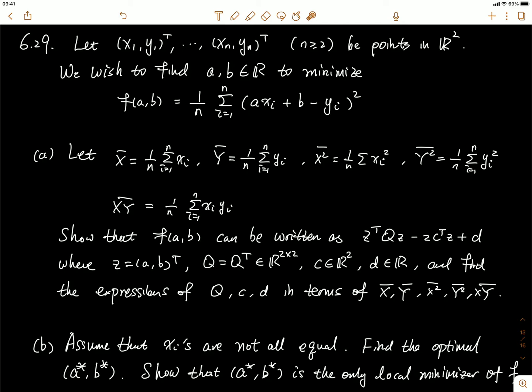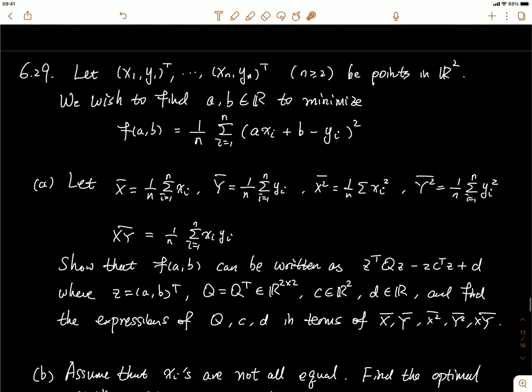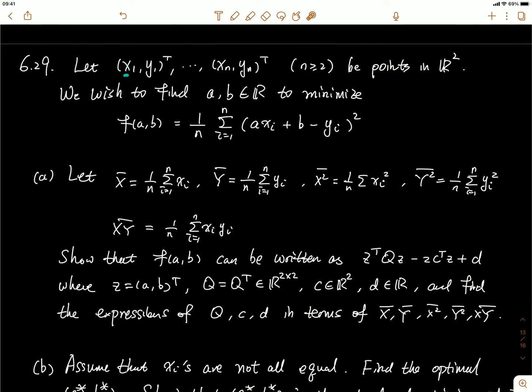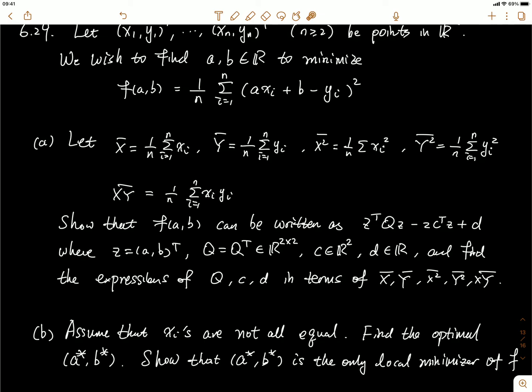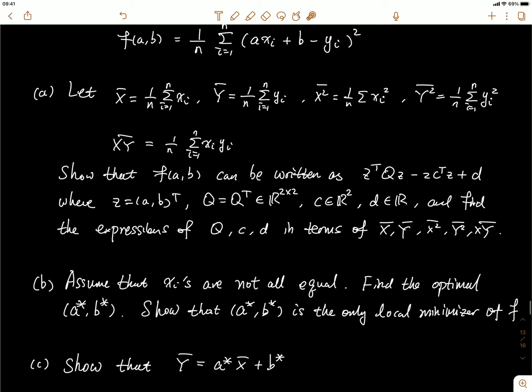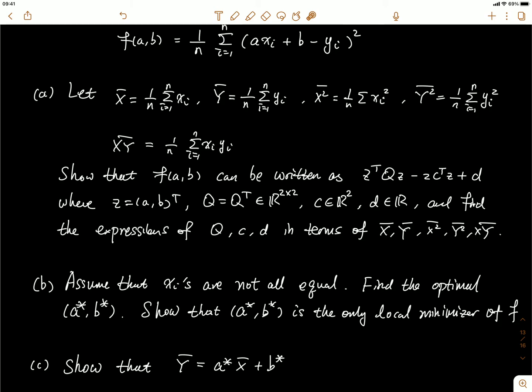The second question is, suppose all these xi's are not equal, so at least one of them is different from the others. Then the question asks us to find the optimal point a star b star, the optimal value of z, which is called a star b star, and also asks us to show that A star, B star will be the only possible local minimizer of F.